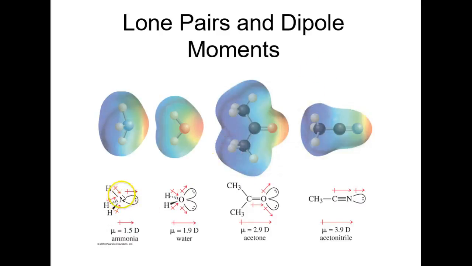But here are examples where your nitrogen is pulling and then your lone pair is pulling on top of it. Here, each of your lone pairs are pulling this way. Again, you have an overall dipole. It's basically saying this oxygen here is so much more electronegative than everything else here. It's just going to pull all the electrons towards it. And the same thing for the acetonitrile.